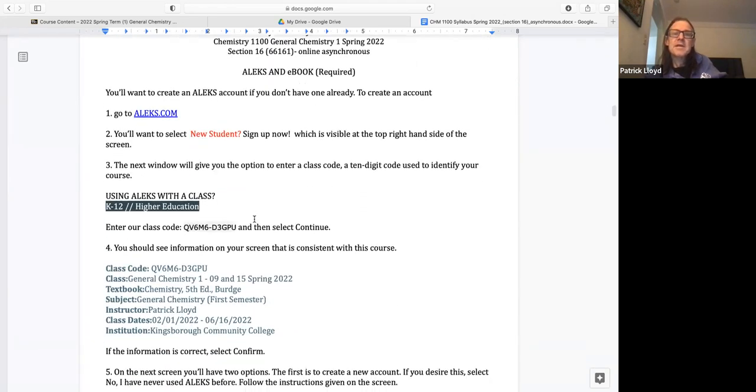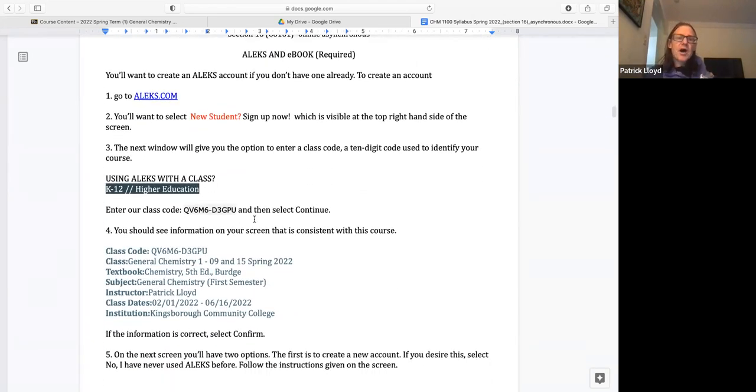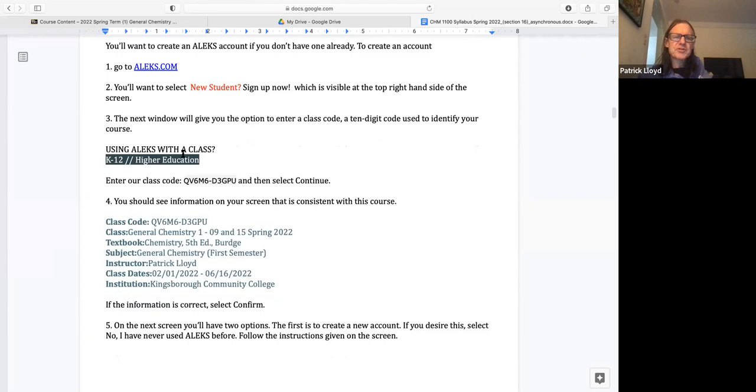Now, in terms of the ALEX, here are brief instructions. Remember, you go to alex.com. When you go through it, you want to enter the class codes, so you make sure you get this class. And if you've taken chemistry before and you purchased ALEX previously, be careful. Make sure that you put in this code.